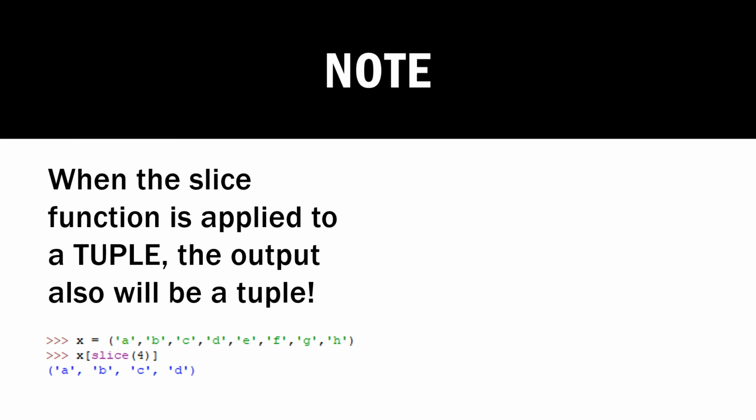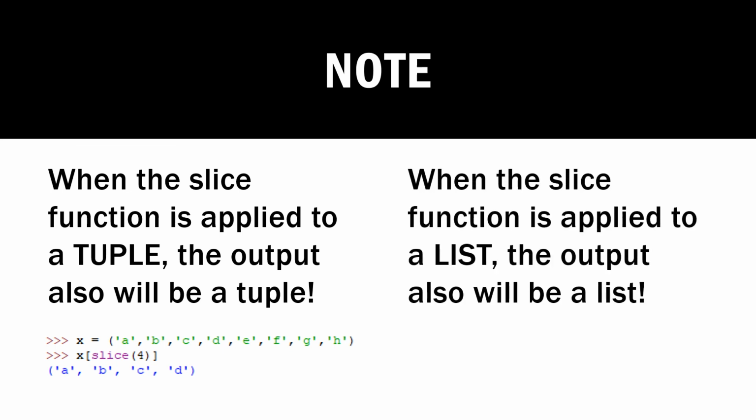On the other hand, when the slice function is applied to a list, the output also will be a list like this. Here I have created the X as a list. Then when I apply the slice function to that list, as you can see the output in blue, that is also generated as a list with square brackets.